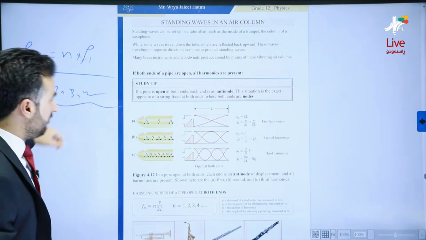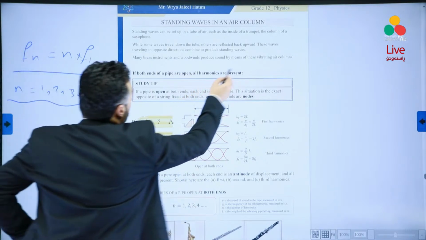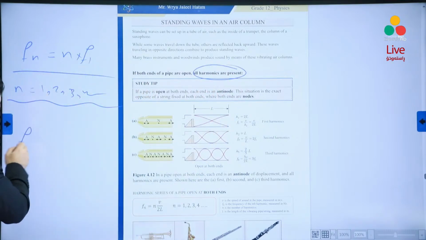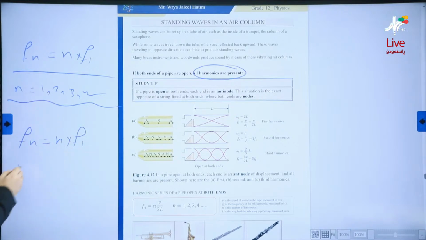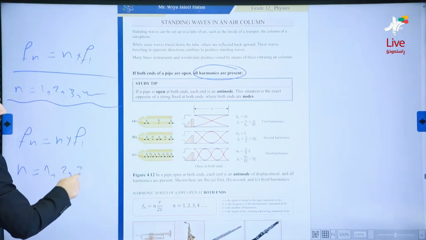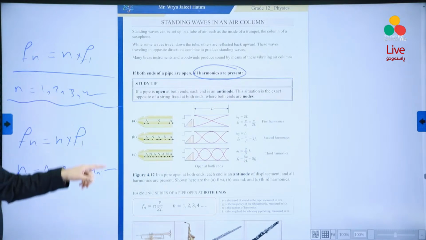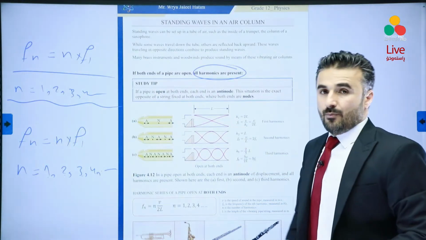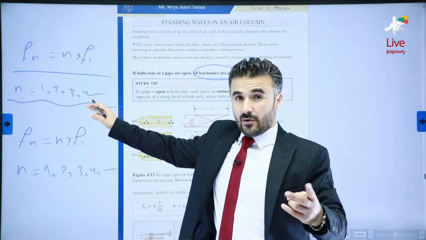We have the same thing for a pipe that is open at both ends. We say all harmonics are present. What does it mean? That means we can use the same equation: Fn equals n times F1, the fundamental frequency. Here n is the harmonic number, and it can equal 1, 2, 3, 4, and so forth. So all harmonics can be present if we have a pipe that is open at both ends. So how does it form? What is the difference between a pipe open at both ends and a string?